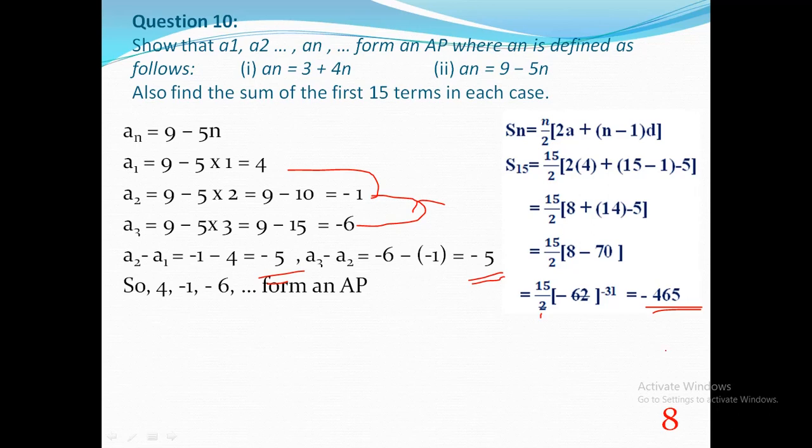Did you all understand this one? Any doubt? No, sir. Understood, sir. Very good, very good. Now we will move on to question number 11.